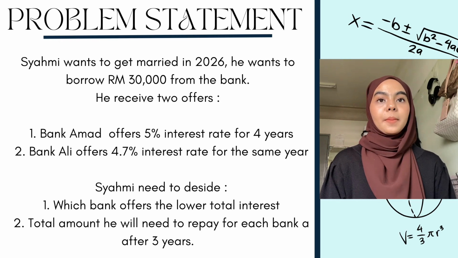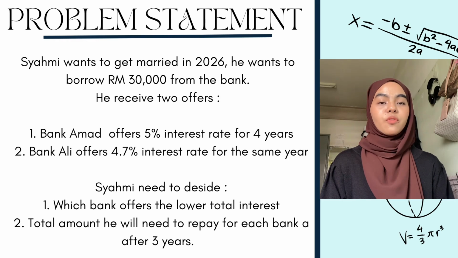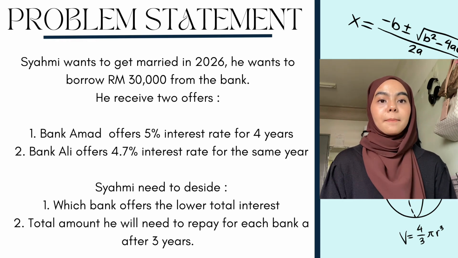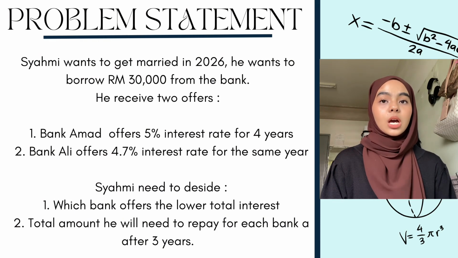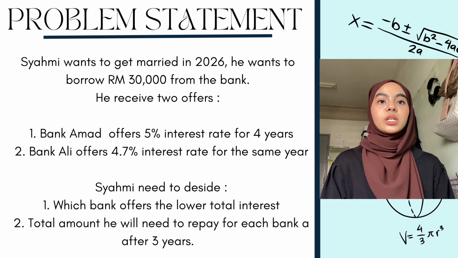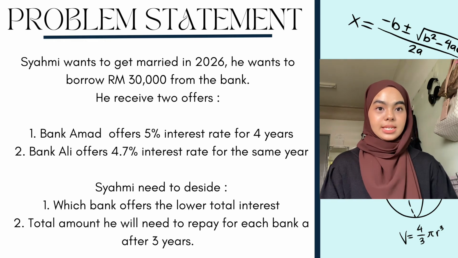Number 1. Bank Ahmad offers a 5% interest rate for 4 years. Number 2. Bank Ali offers a 4.7% interest rate for the same years. Shami needs to decide. First, which bank offers the lower total interest? Number 2. The total amount he will need to repay for each bank after 4 years.